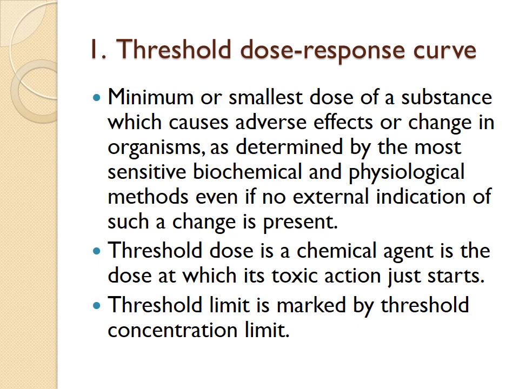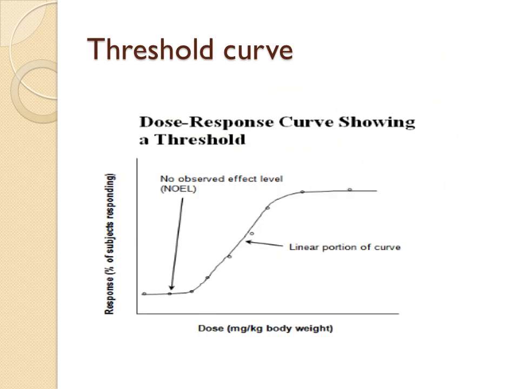If we talk about threshold dose, it is the dose of a chemical agent at which its toxic action just starts. The minimum dose which can provoke a negative response in an individual is called the threshold dose response. And the threshold limit is marked by the threshold concentration limit. That concentration limit may vary from individual to individual because toxicity of any substance depends upon the gender, age, and working of an individual. And that is a threshold curve.